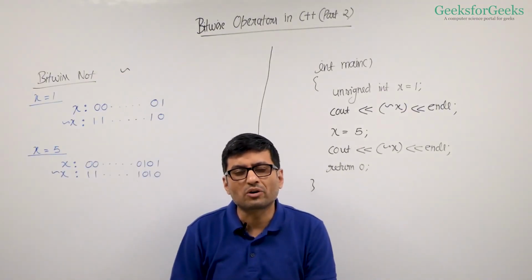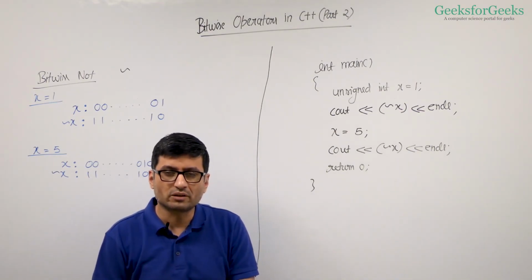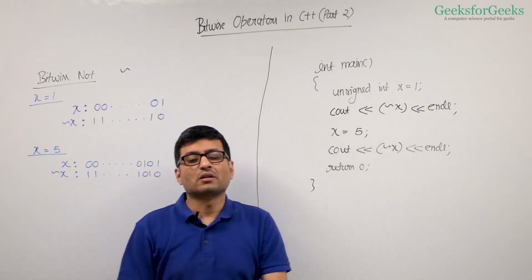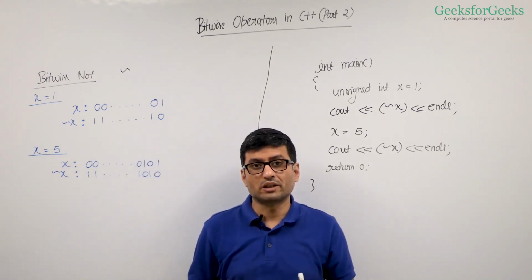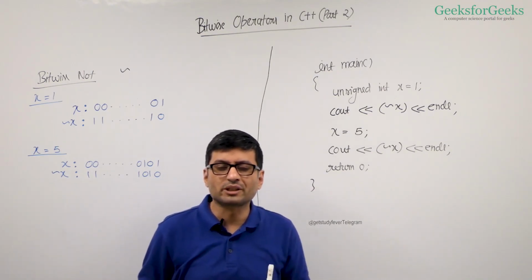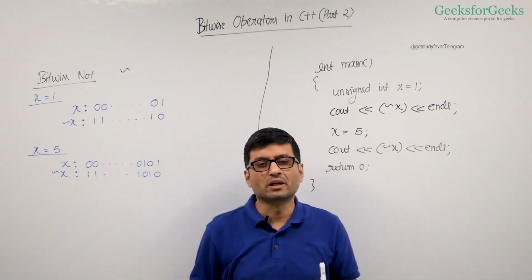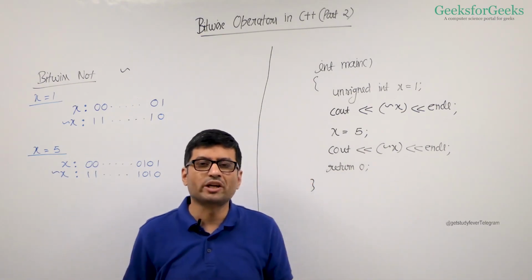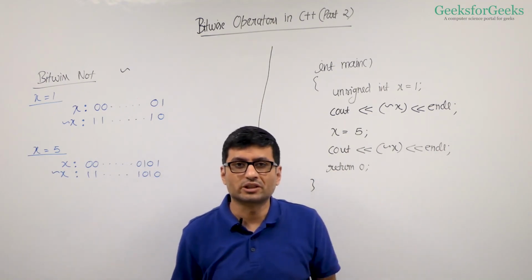Let us now talk about the last bitwise operator. It's a NOT operator. It inverts all the bits in the binary representation of a number. It's a unary operator. It takes a number, considers its binary representation, and inverts all the bits in the binary representation. And whatever the decimal equivalent of this modified binary representation is, that number is returned.